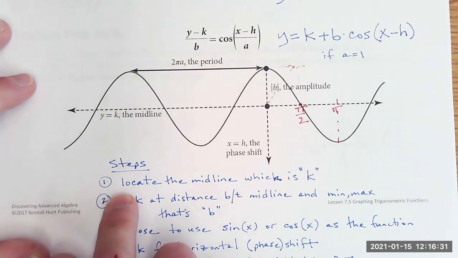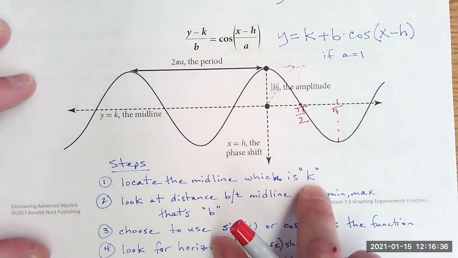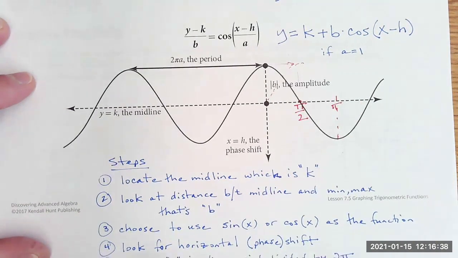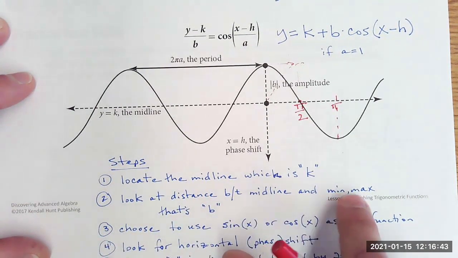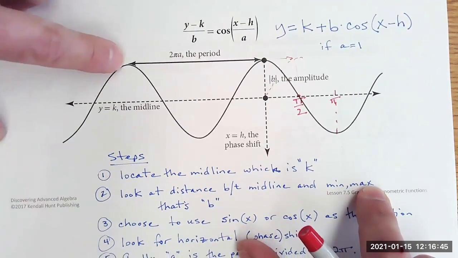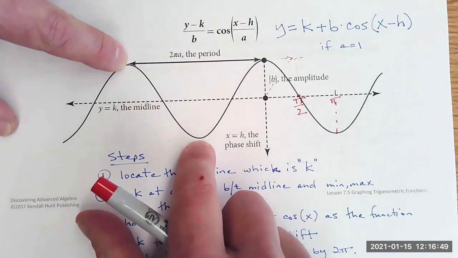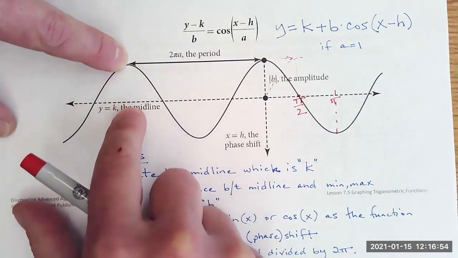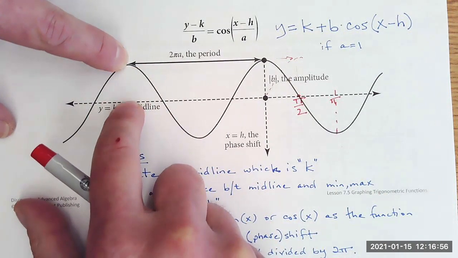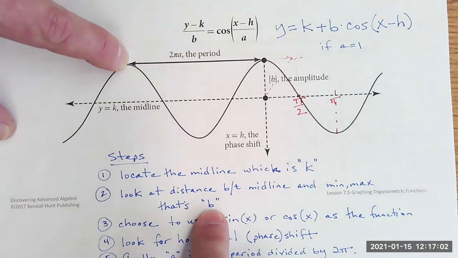So step 1, when writing an equation, look for the midline, which is k. Step 2, look at the distance between the midline and the minimum and maximums. So minimum to midline, maximum to midline, this will typically be 1 for a parent function. If it's anything other than 1, then you have a b value, which is called your amplitude.